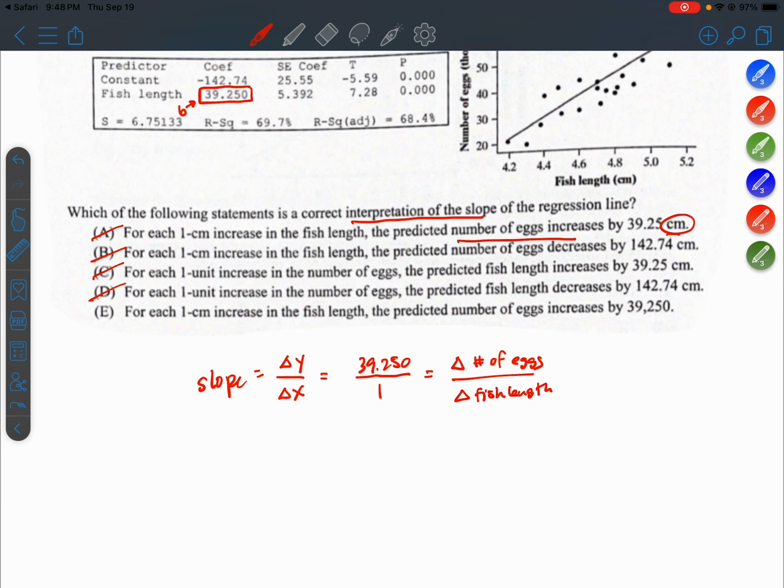So we've got one answer left. For each 1 centimeter increase in fish length, which is what the bottom part of the ratio represents, the predicted number of eggs increases by 39,250, and that's what the top part of the ratio represents.